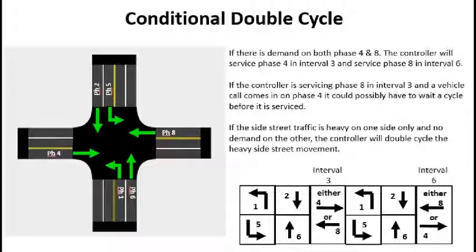So that's kind of important. If you had one side that was really heavy, you could run 4 in interval 3 and 4 in interval 6 and double cycle the heavy movement as long as there's no demand on the other side of the side street.